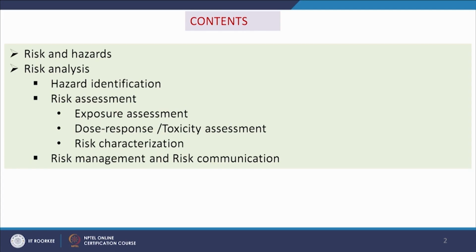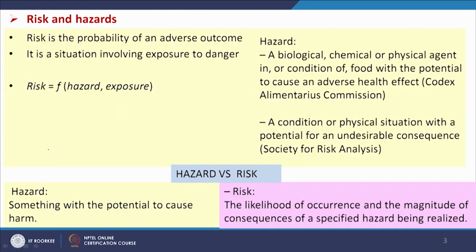So, the contents will be risk and hazards, risk analysis, that is hazard identification, risk assessment which includes exposure assessment, dose response and toxicity assessment, risk characterization, and risk management and risk communication. Now, we will see what risk and hazards are.